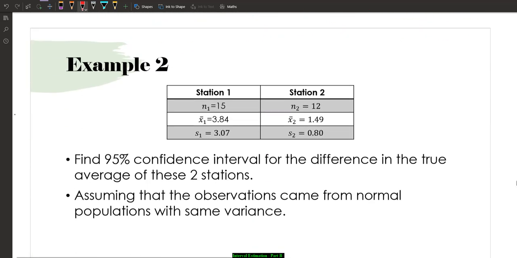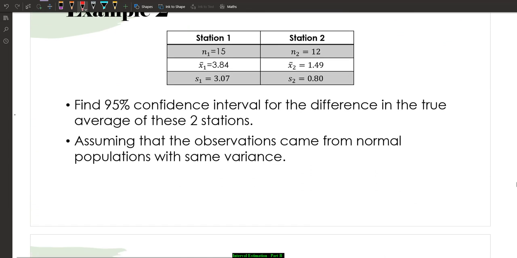Now let's look at example number 2. Same situation: we have station 1 and station 2. In station 1, N1 equals 15, N2 equals 12. X bar 1 is 3.884, X bar 2 is 1.49, S1 is 3.087, S2 is 0.80. We need to find a 95% confidence interval for the difference in the true average of these two stations.